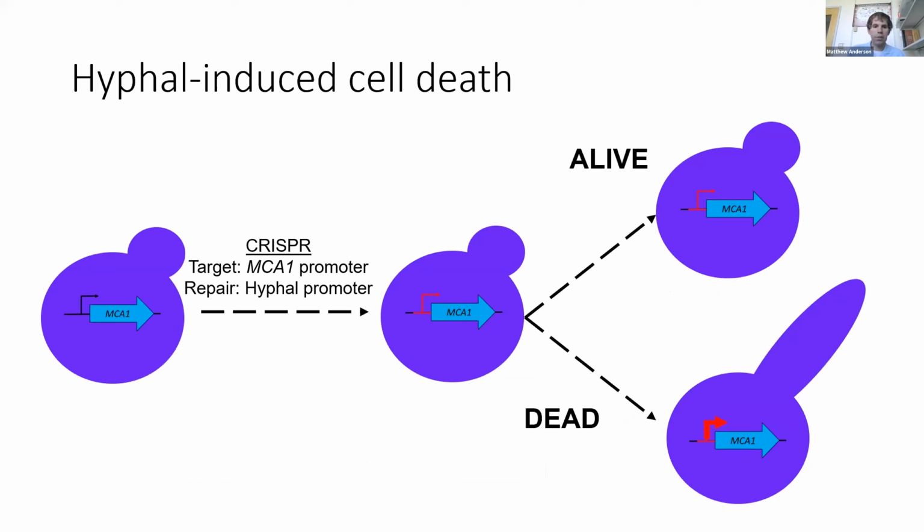And so what we could do is insert specifically a hyphal promoter in front of the MCA1 gene, which is the metacaspase that exists within Candida albicans. When Candida would attempt to go hyphal to invade systemically, then we get overexpression of the MCA1 gene, which leads to cell death. The caspase becomes overactive, degrades all the proteins within the cell, and the cell ends up undergoing apoptosis or necrosis.